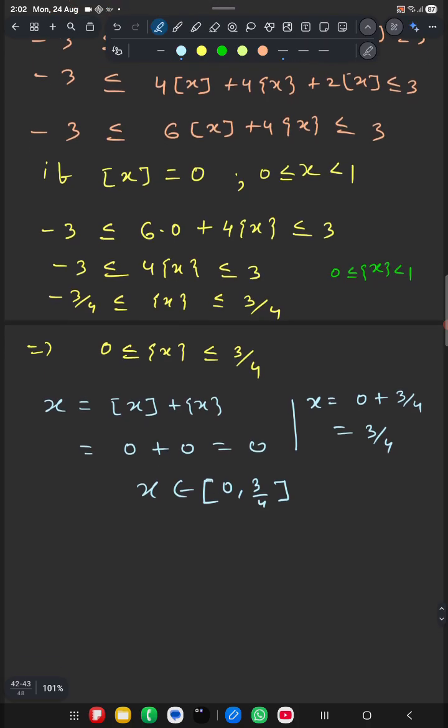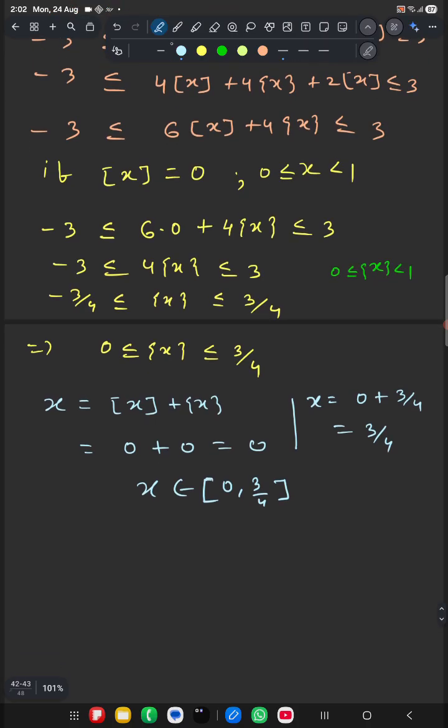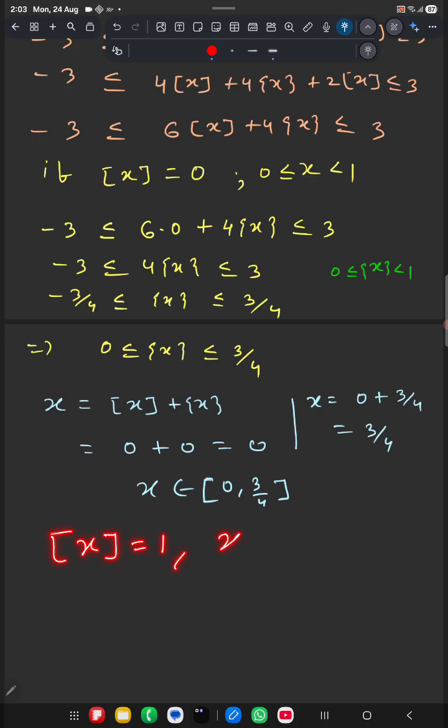Now, for the greatest integer function equal to 0, we have discussed. Now we will discuss the greatest integer equal to 1, then equal to -1, and based on those values we can discuss 2, or -2 and so on.